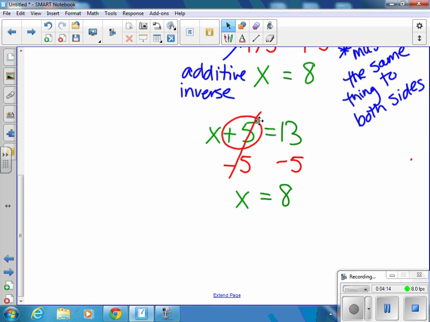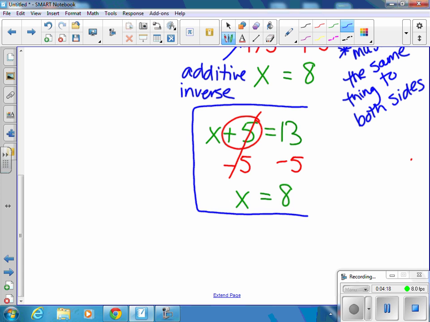This right here is perfectly fine to show your work, because I have still done my additive inverse. Because if I was just combining my integers, I have a positive 5 and I have a negative 5. That's still my additive inverse being done right here.